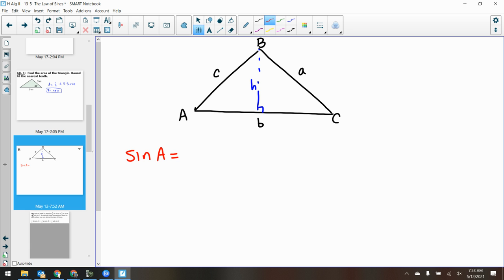H over C. Good. You see the small right triangle that I have on the inner left side of this triangle? Opposite H over hypotenuse C. Okay, well let me ask you this then. What is sine C? H over A.